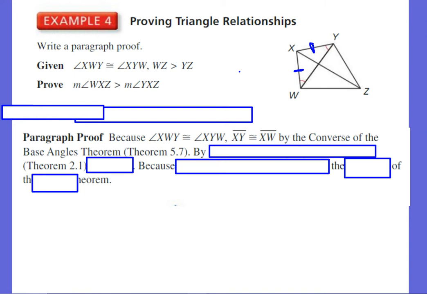So what do we know? Well, where are we trying to take this? Well, we're trying to identify that WXZ, this angle right in here, is greater than YXZ. So where else can we kind of go with this? Well, what do we always look for when we're talking about triangles? We look for shared sides.